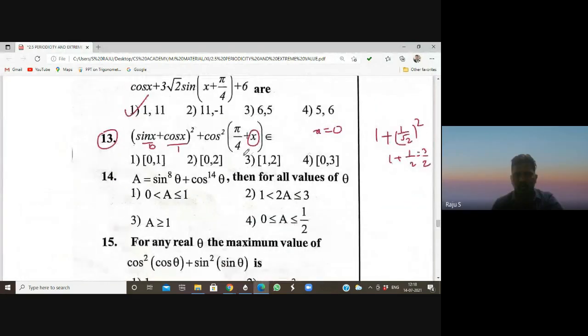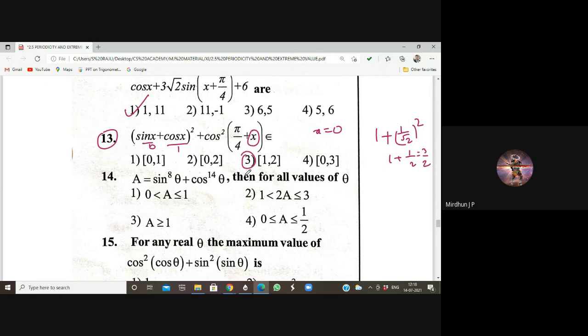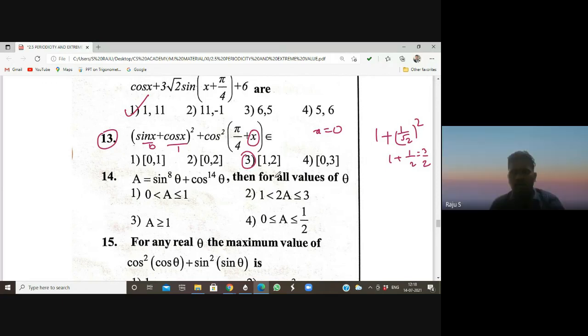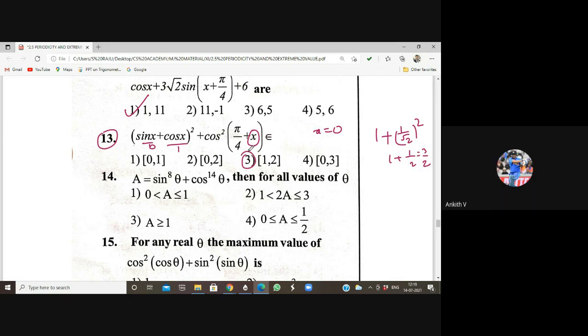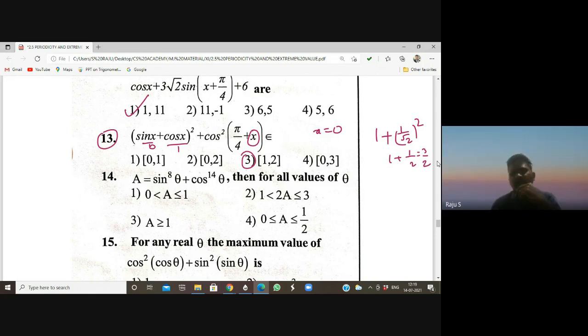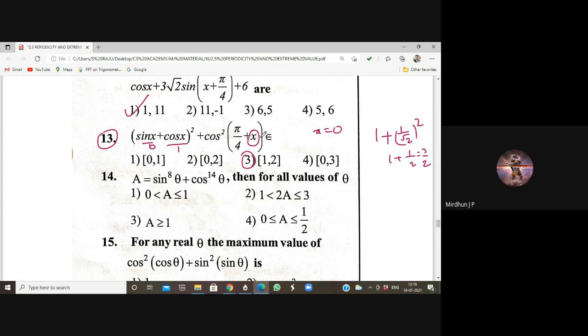Right, you're saying about option 3. Yes, sir. Let us see whether it is option 3 or not. Sir, I am also getting the same option, sir, mostly 1 comma 2 alone. So how did you do it? Whether you simplified or substituted the x value? Substitute 0 and 90, sir. When you substitute 0, 3 by 2 you are getting.